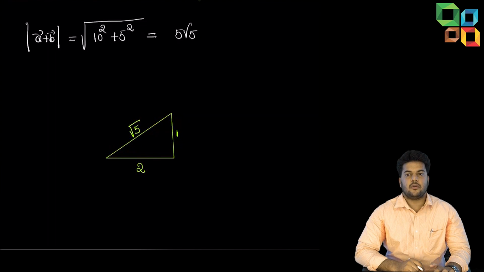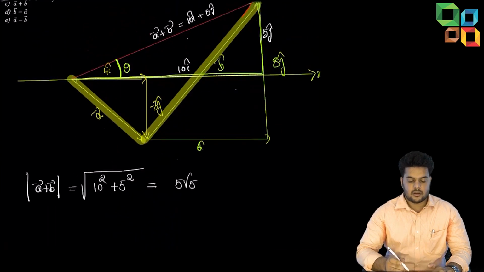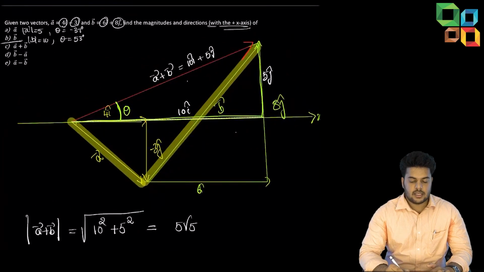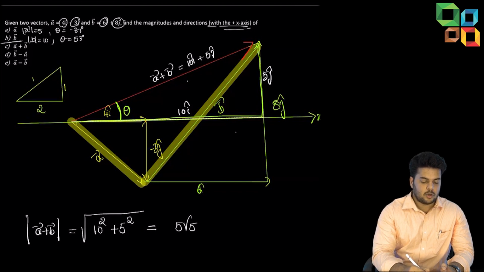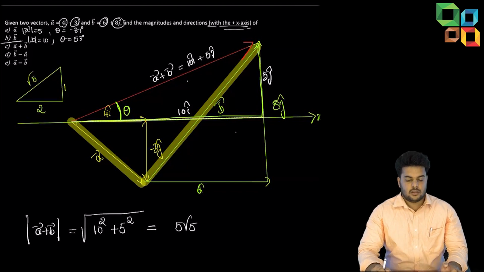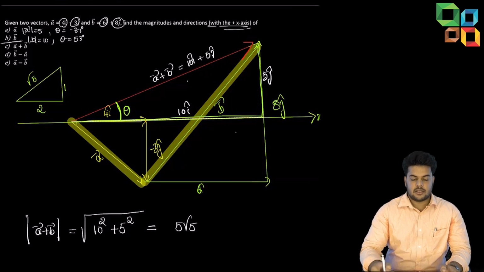Correct? I just did square root of 1 square plus 2 square. If you look at this triangle over here, the same triangle has been multiplied. Let me draw it side by side so that you know what I'm talking about. So this is 2, this is 1, and this came out to be root 5. Do you see something familiar, similar about the two triangles here?